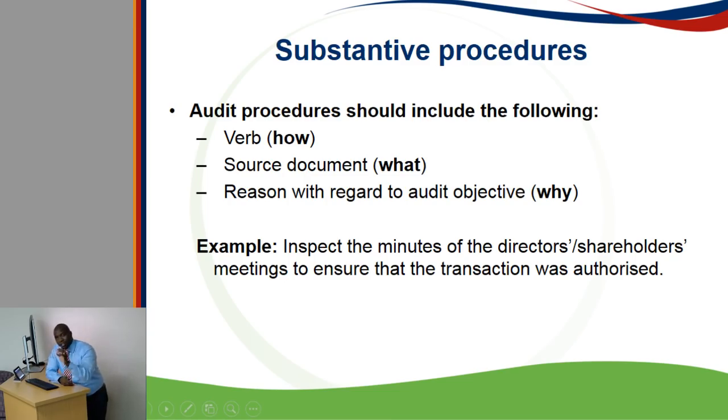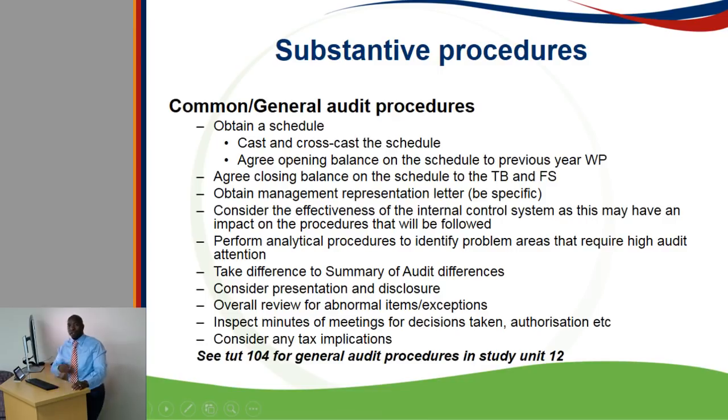But remember that part is part of the sentence and should be at the last part of the sentence. Firstly, you need to inspect a source document to confirm. You need to inspect a source document to ensure. So you need to have the reason why you're inspecting a source document or why you're recalculating. So you can recalculate total sales for the year to confirm if the sales amount is accurate, right, in the financials. Okay. So an example: inspect the minutes of the directors or shareholders meeting to ensure that the transaction was authorized, as part of the sentence.